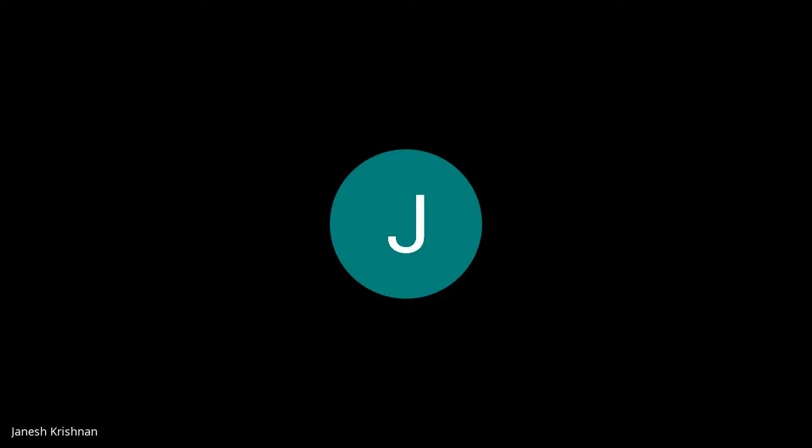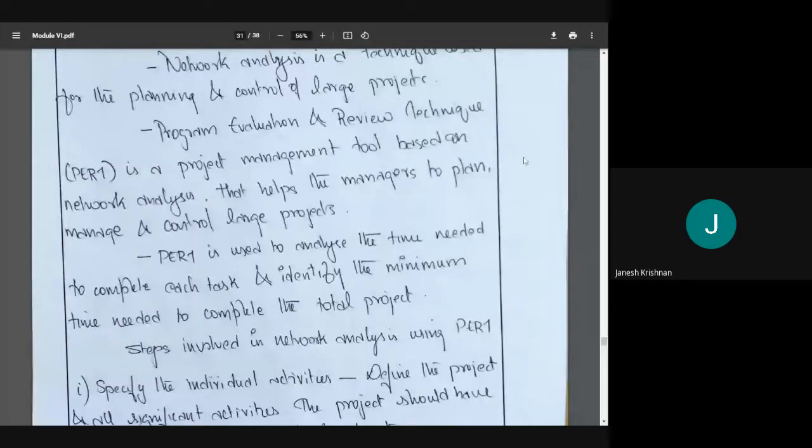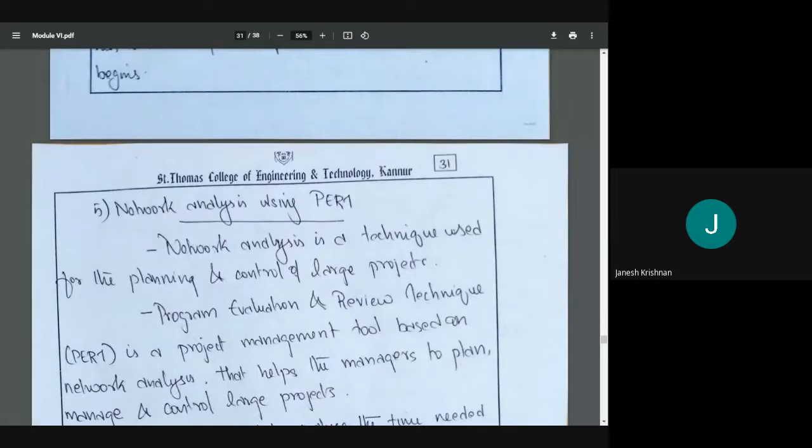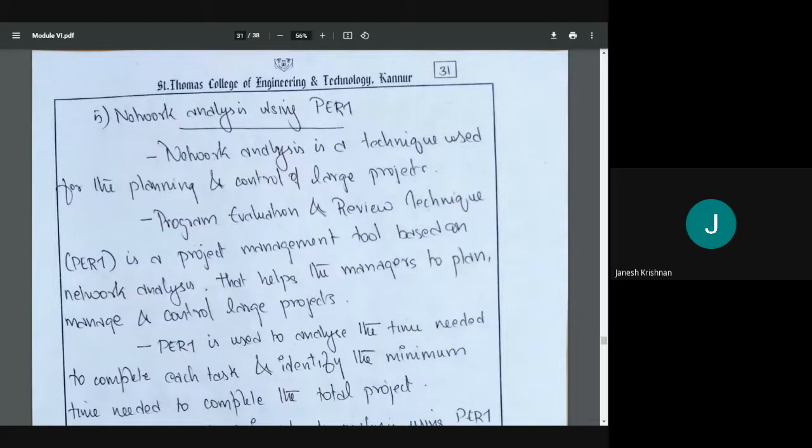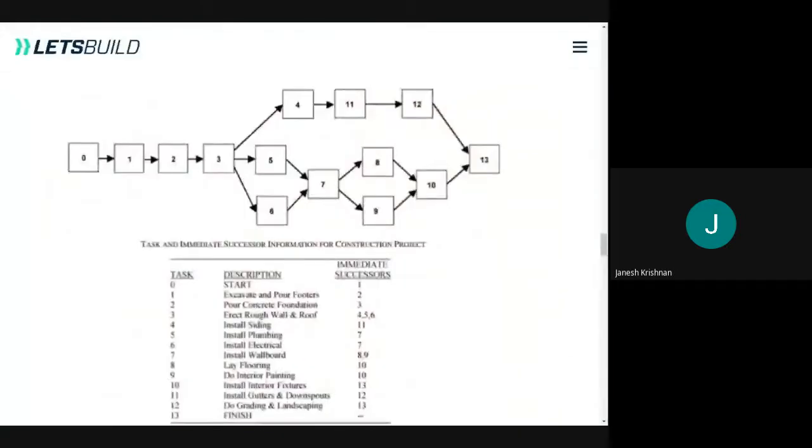It's again similar to what we have seen. Okay, so network analysis is a technique used for planning and control of large projects. You may not understand it completely, but try to do it, right? Okay, this is an example for a network. This is an example for a network analysis.